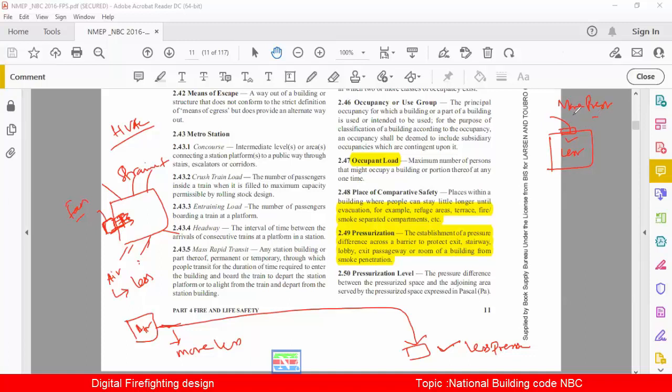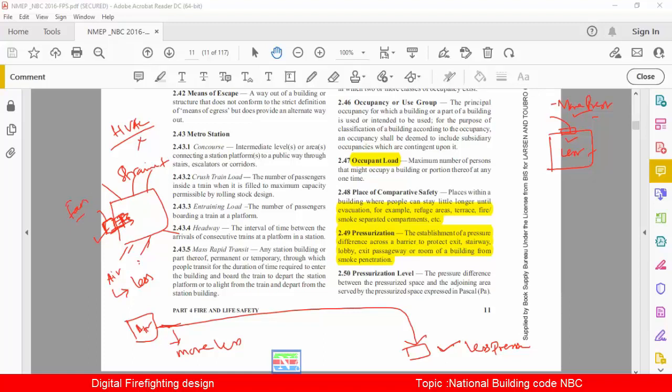Pressure travels from more pressure. The flow of air should always be from the more pressure area to the less pressure area. Based on this, your staircase pressurization is designed. So all that area you need to design. Generally, this is done by HVAC. No need to worry about this. Just you should know what the use is basically. That is why we are giving the concept.